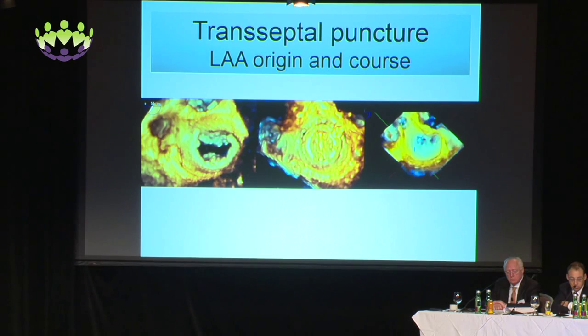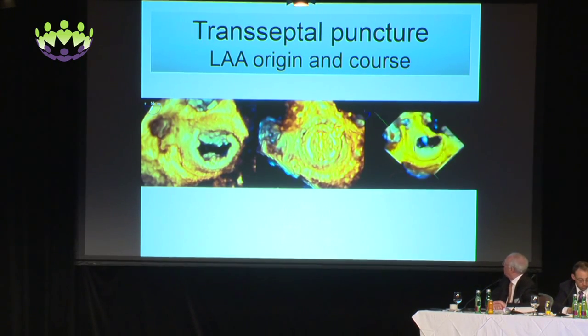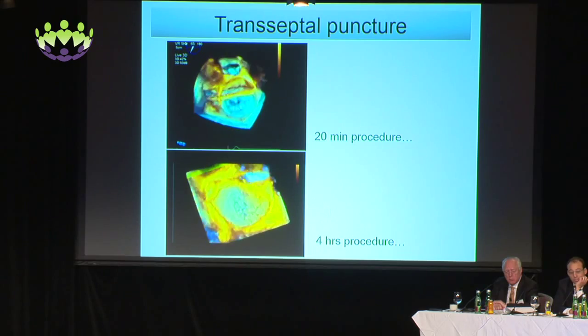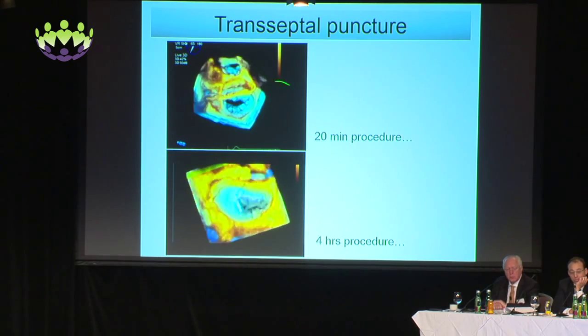This is a very extreme case where we have the ostium of the left atrial appendage very far anterior. And if you do an anterior puncture in this case, I think you have a very hard time getting your device around here into the left atrial appendage. And these are two examples where we have an excellent, nice coaxial entry into the left atrial appendage.